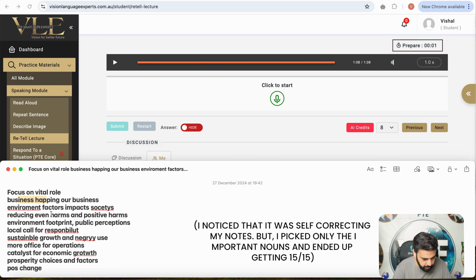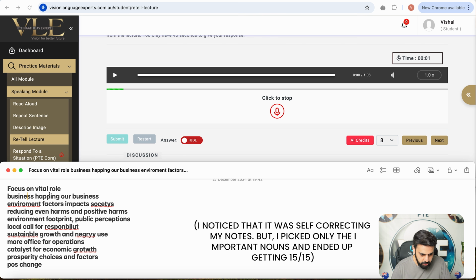Sustainable business, hoping environmental factors, reducing harms. Business shaping up businesses was the main feature of the lecture. Environment factors impacting society was also told in the lecture. Reducing even harms and positive harms was also given in the lecture. Environmental footprints and public relations was also told. Moreover, local call for responsibility and sustainable growth was also highlighted. Catalyst for economic growth was also given. To conclude, prosperity choices and factors were the key features of the lecture.